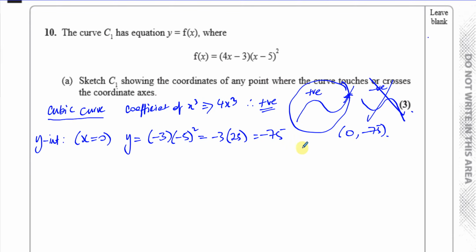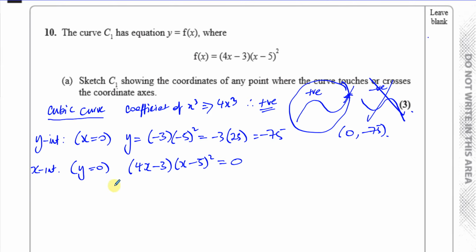So we know where it crosses the y-axis. Now we've got to find the x-intercepts. That's when y equals 0. Now, conveniently, it's already factorized for us, which is going to be the case in these types of questions in P1. Not so in P2. You have to know how to factorize cubic expressions where there's a constant as well as just x terms. So now 4x minus 3 times x minus 5 squared, it's already factorized. There's no need for us to expand it. So we've got a product of these factors equal to 0.